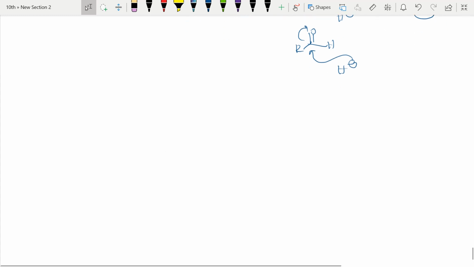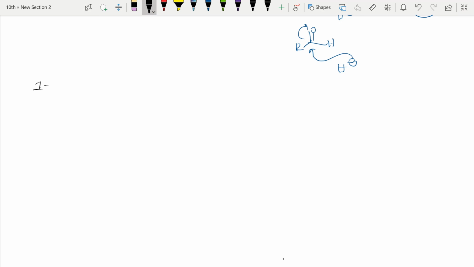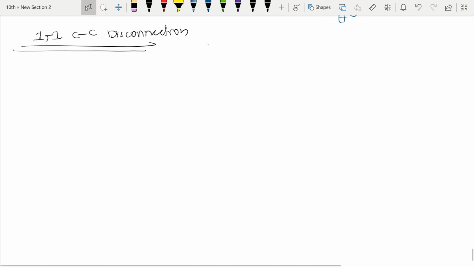Let us see one more topic, that is 1,1 carbon-carbon disconnection. So many disconnections, but no need to worry. These things you have studied everything. If you have that basic chemistry knowledge, these are enough. See, so I have told this is the first carbon, OH is there. This is the second carbon. Let us take. Here we can disconnect like this.